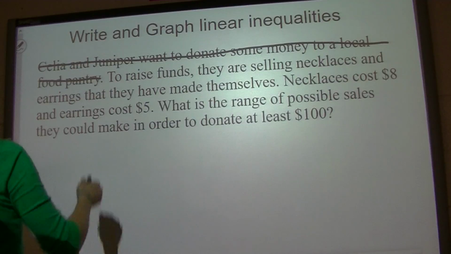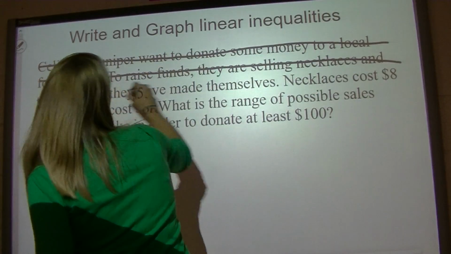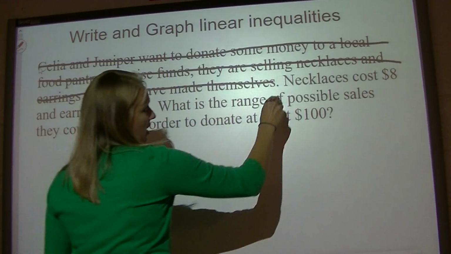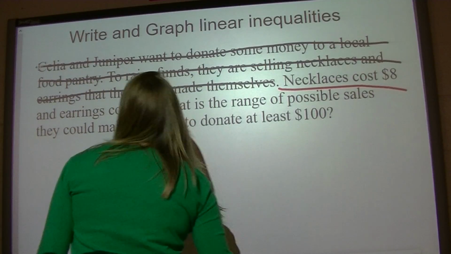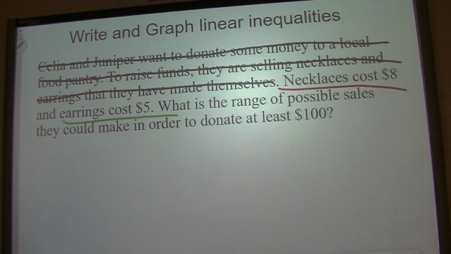What's important is, it doesn't matter if they made them themselves. What's important here is that necklaces cost $8 a piece and earrings cost $5 a piece. Okay, so what's the range of possible sales they could make in order to donate at least $100?